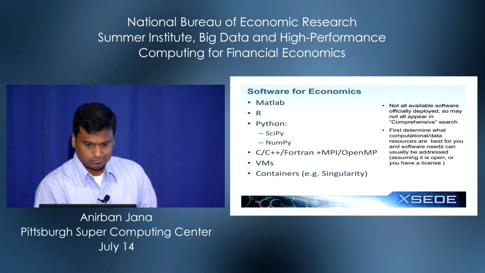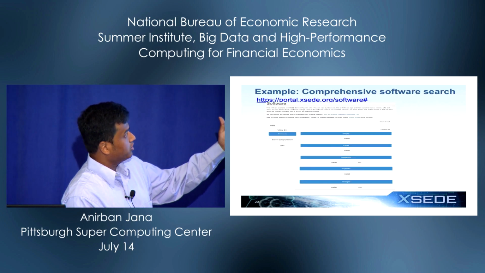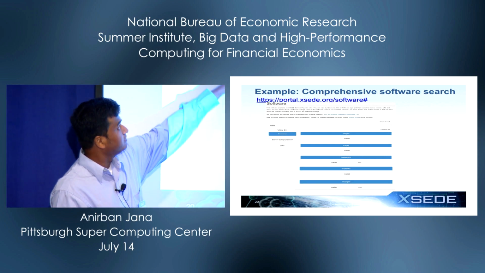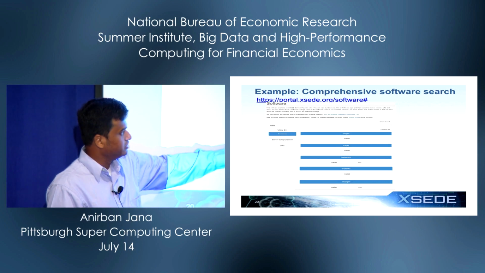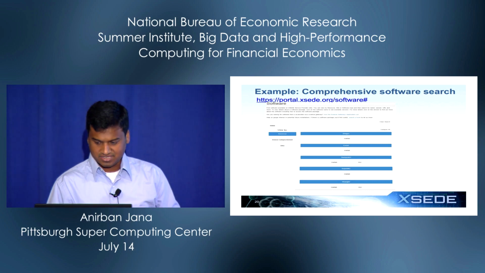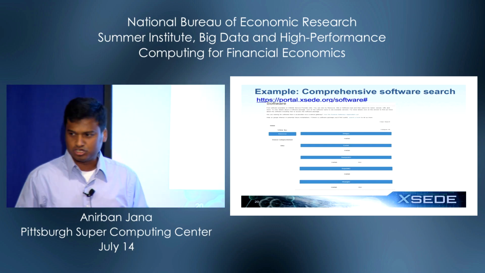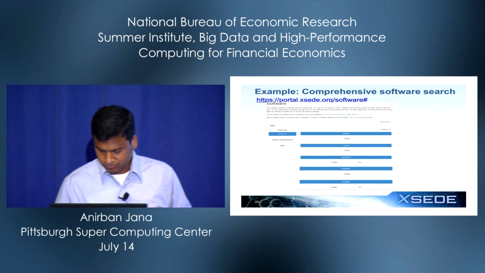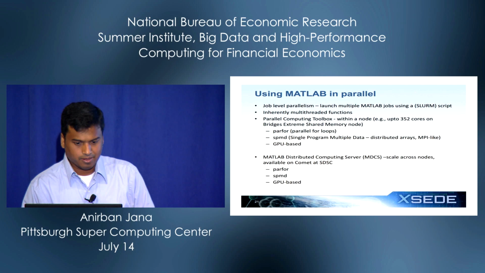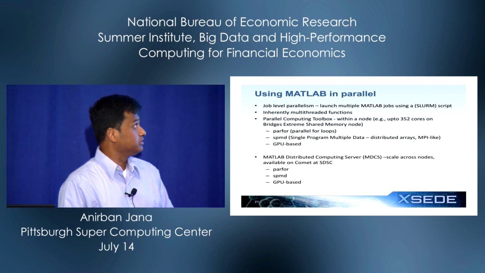Okay. So here's a look at the web page for software, the comprehensive software search. You can basically type in a software, and as I said, MATLAB is available on almost all of the resources over there. I think R would be similar. And then I think you can click on them and you can see what versions are available for each of them. So that's a nice tool.